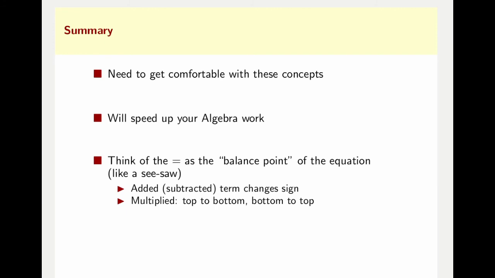In summary, you need to get comfortable with these concepts. You need to be able to do them without thinking about them, and it will speed up your algebra work, which is very important in physics. Think of the equal sign as the balance point of the equation, like a seesaw. Added or subtracted terms, when they cross the equal sign, they change sign. And multiplied terms, top goes to bottom and bottom goes to top. Again, you need to get to where you can do these without thinking about them.